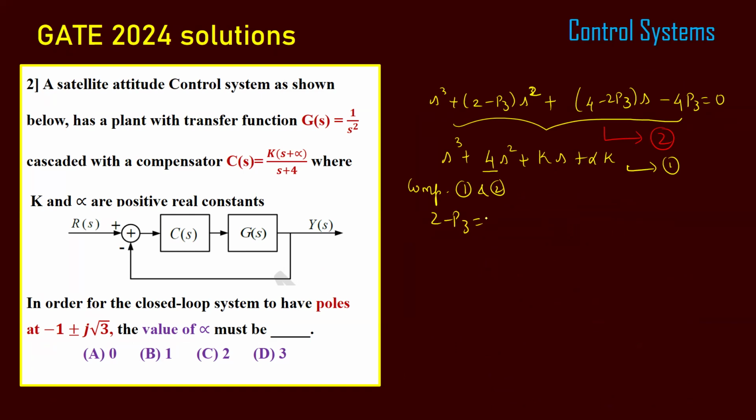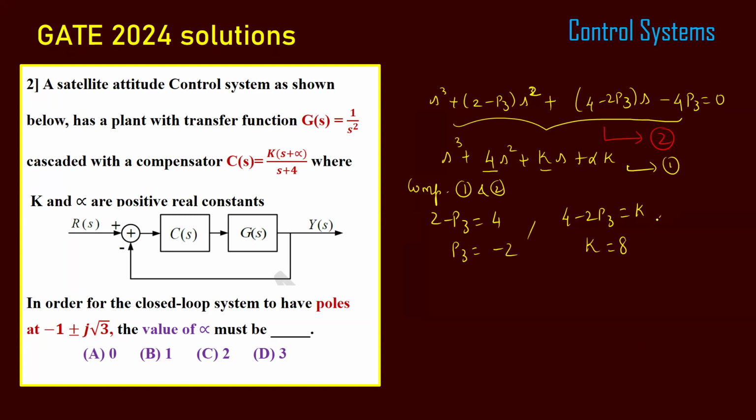Equating this, we can find out P3 equal to minus 2. And then comparing the coefficients of S, K and 4 minus 2P3. So 4 minus 2P3 equal to K. Now substituting the P3 value as minus 2, minus 2 into minus 2 will become plus 4. So 4 plus 4, K equal to 8. So we have found out P3 value and K also.